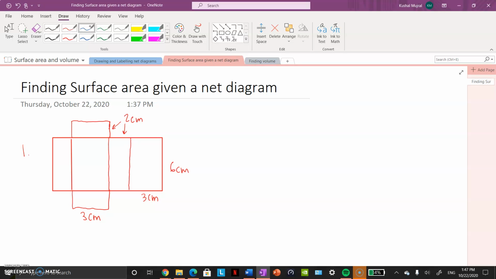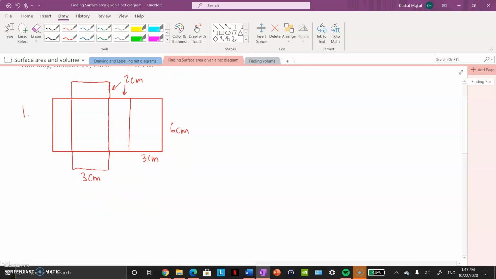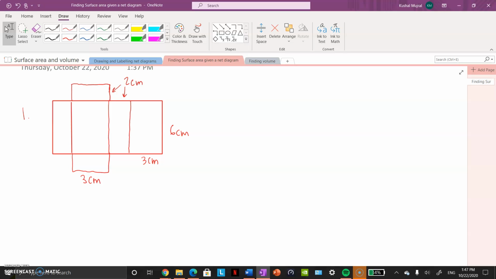Welcome to finding surface area given a net diagram. Let's take a look at this question over here. There's a net diagram over here, and we're going to find the surface area of each of these boxes. Okay? Start with this one.